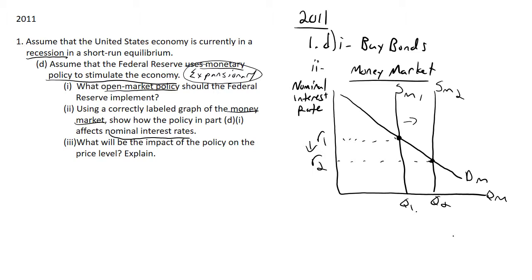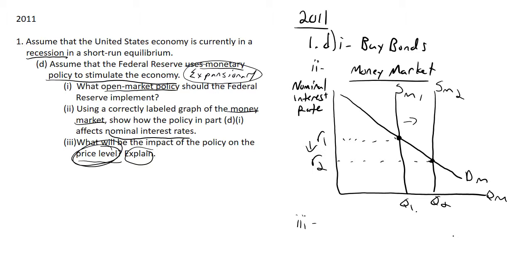Number 3, what will be the impact of this policy on the price level? And then they want us to explain. So here, guys, you have to recall the link between the money market graph and the aggregate model, because the aggregate model has the price level on the vertical axis.